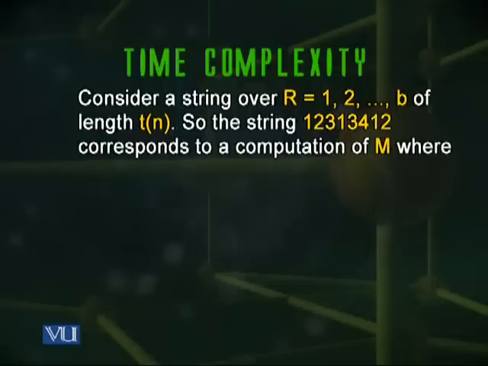So let's say the string is 1, 2, 3, 1, 3, 4, 1, 2. This string will correspond to a computation of the non-deterministic Turing machine. This string is a computation of the non-deterministic Turing machine on an input, and when the Turing machine has to make its first choice, this string is telling it what choice to make.